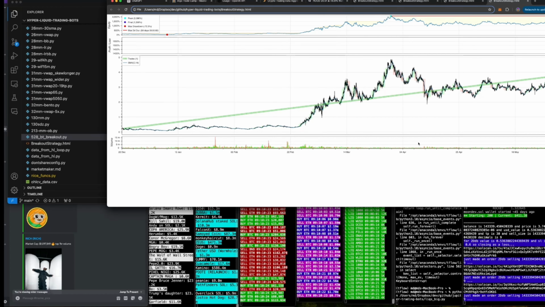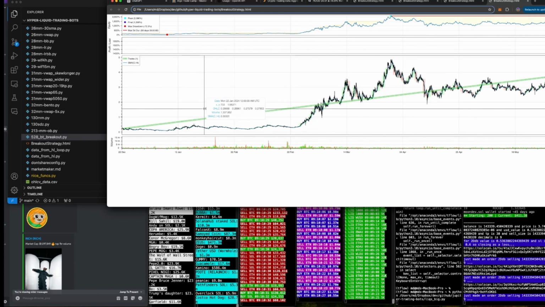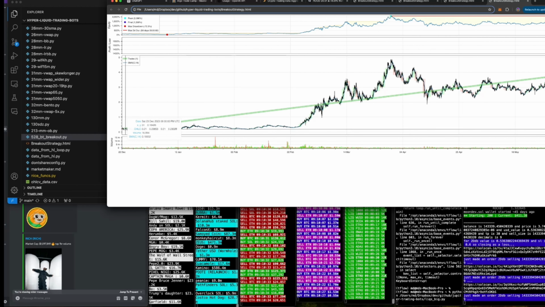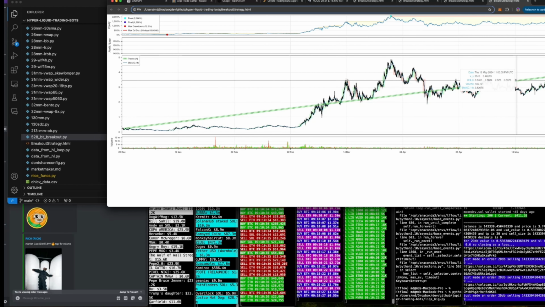Just buy and hold. The problem is it just bought right here. So this is great. Let's put like a take profit in there or something. How should we take profit though? It's just literally bought here and held till here.